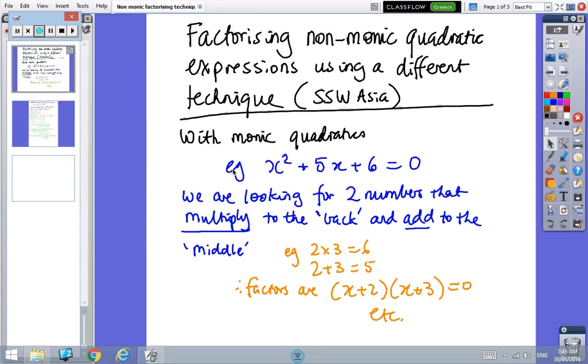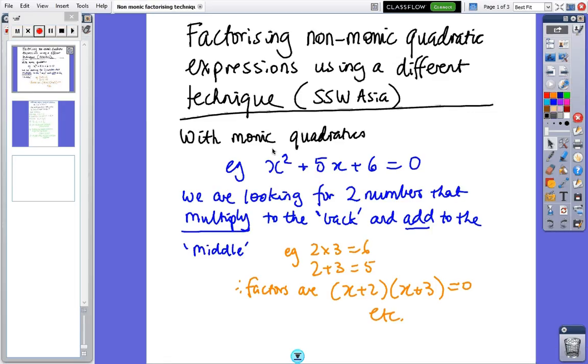Okay, so I was asked just to do a little video on how to factorise non-monic quadratic expressions using a different technique to the cross multiply. So just to remind you, with a monic quadratic, like x squared plus 5x plus 6, we call it a monic because there's a 1x squared.